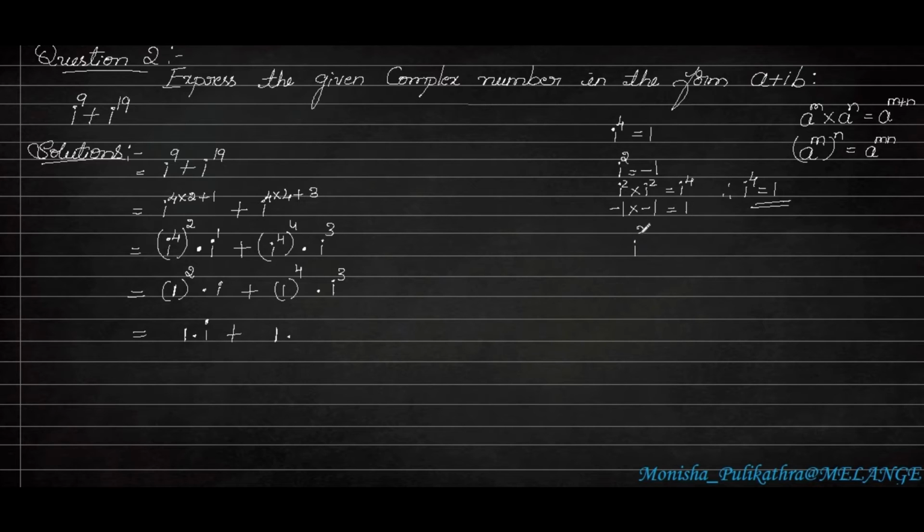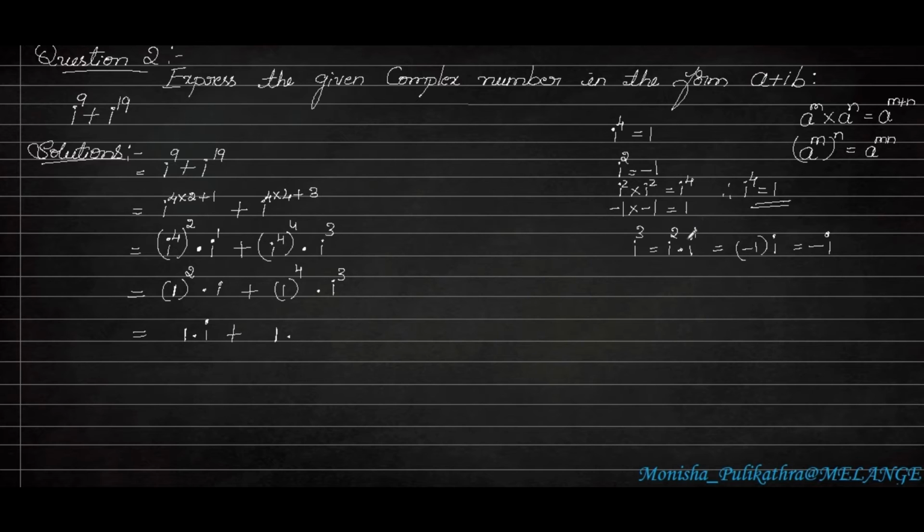I3 can be written as I square into I. So a to the power of m into a to the power of n is a to the power of m plus n. That is I3, right? So I square, we know that the value of I square is minus 1. So minus 1 into I to the power of 1 is I itself. So I into minus 1 is minus I.